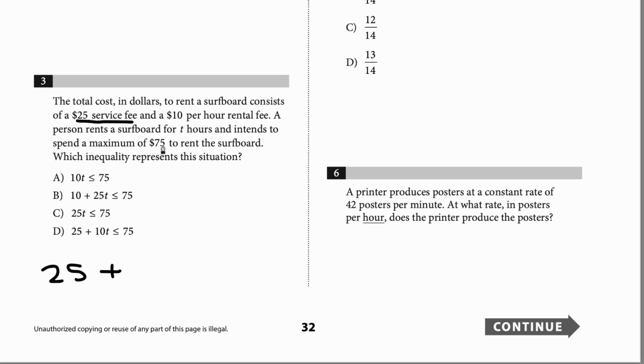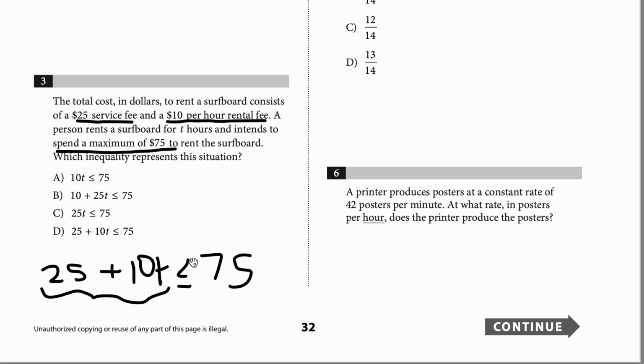And now let's move on to the next part of the question. It would say $10 per hour rental fee. So we put 10t. For each hour, we need to pay $10 plus the $25 in service fee. A person rents a surfboard for 2 hours and intends to spend a maximum of $75 to rent the surfboard, which means this part should not be more than $75. It'd be 75. And this inequality is the same as option D.